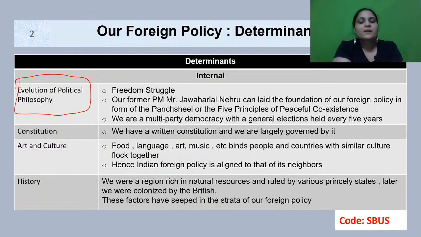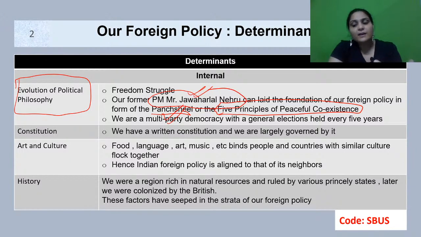And again, for example, our former PM Jawaharlal Nehru actually laid the foundation of the Panchsheel principles, or the 5 principles of peaceful coexistence. We will be discussing them all when we will be discussing the prime ministers in detail. And then came I.K. Gujral. He gave the Gujral doctrine.